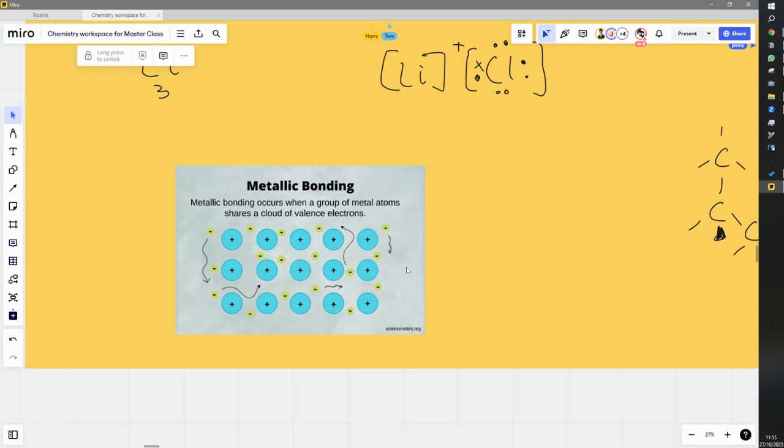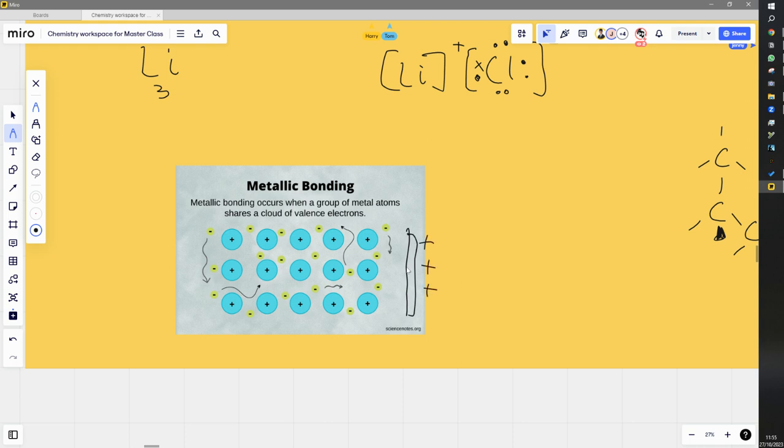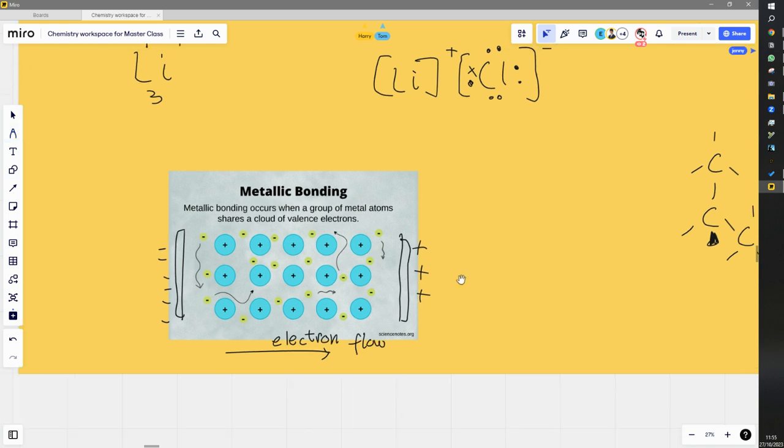So if I had a positive plate over here, the electrons drift towards it, and I had a negative plate over here, they would drift away from it. So we have a current moving that direction. Not that direction, the electron flow would be moving that direction, the current would be going the opposite direction. So that's one of the characteristics a metal would have.